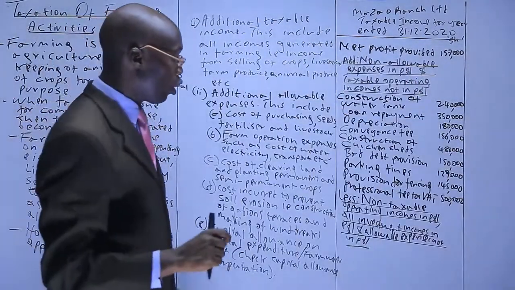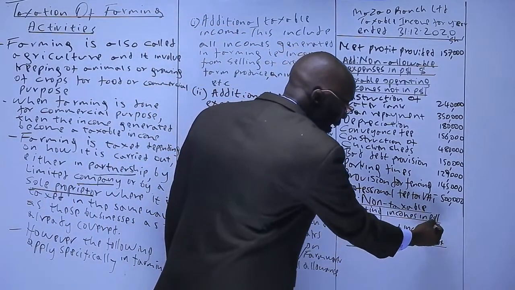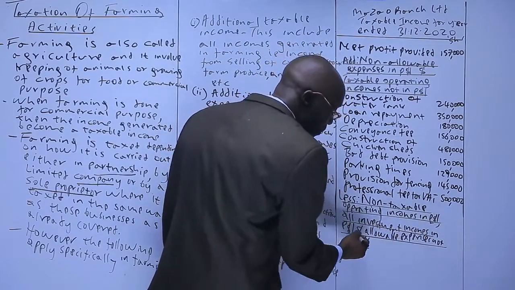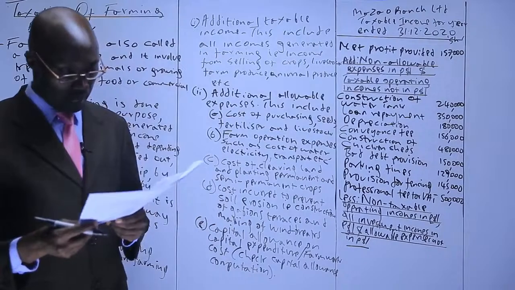So first thing, we go to the P&L. We look for non-taxable operating income there. And also in the same P&L, we look for all investment income there. Let's see. In the P&L, these are the incomes.